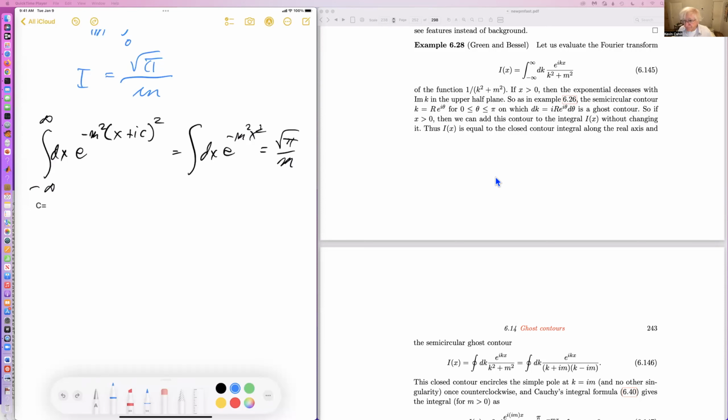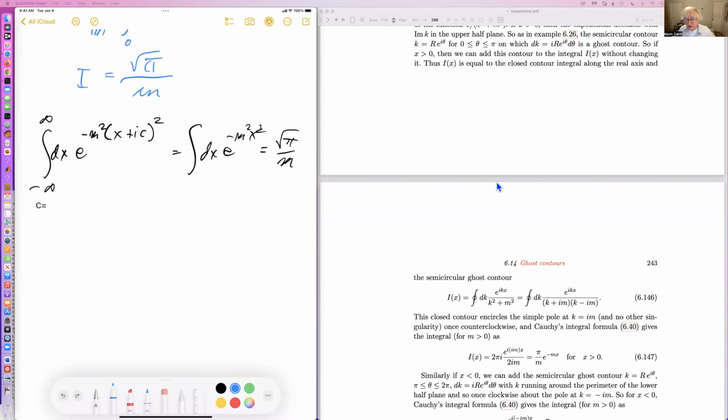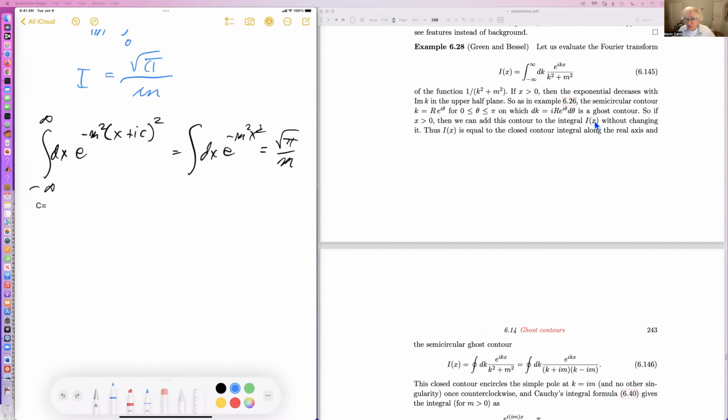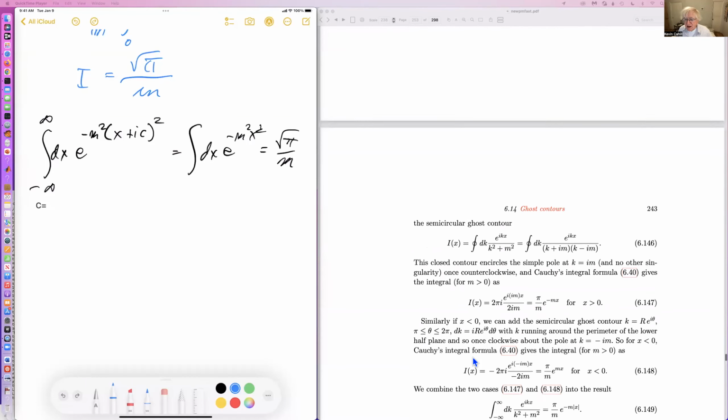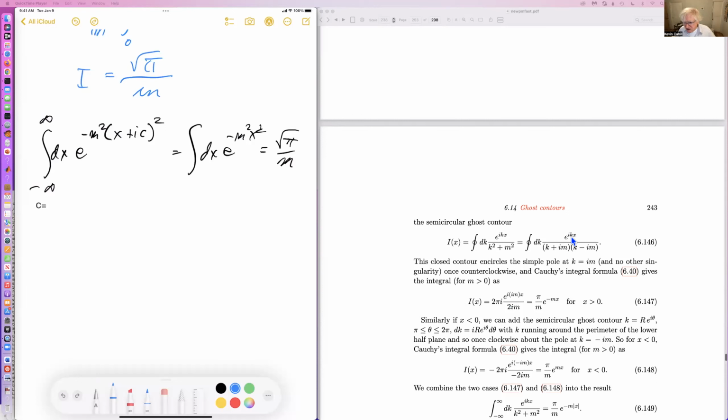And if you do that, then you can replace this integral with this contour integral. You can factorize k squared plus m squared like this. And now you see there's a pole at im. And so you just pick up the pole at im. Well, Cauchy's integral formula tells us that that is equal to 2 pi i times the integrand evaluated at im.